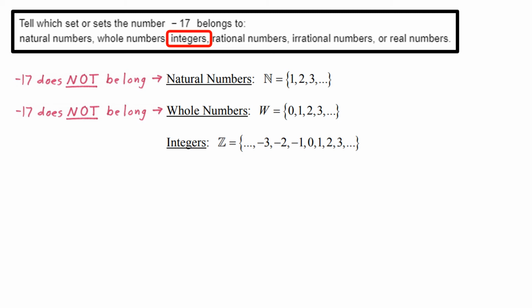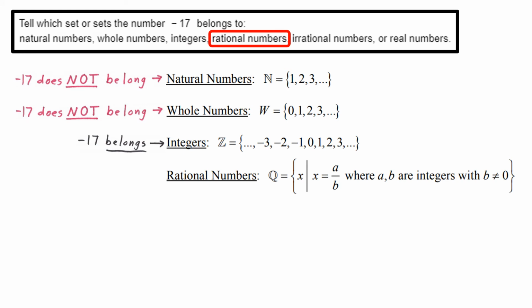Now let's look at the integers. The integers contain all the natural numbers and whole numbers, but they also include the negative direction: -1, -2, -3, -4, etc. Therefore, -17 belongs to the integers.